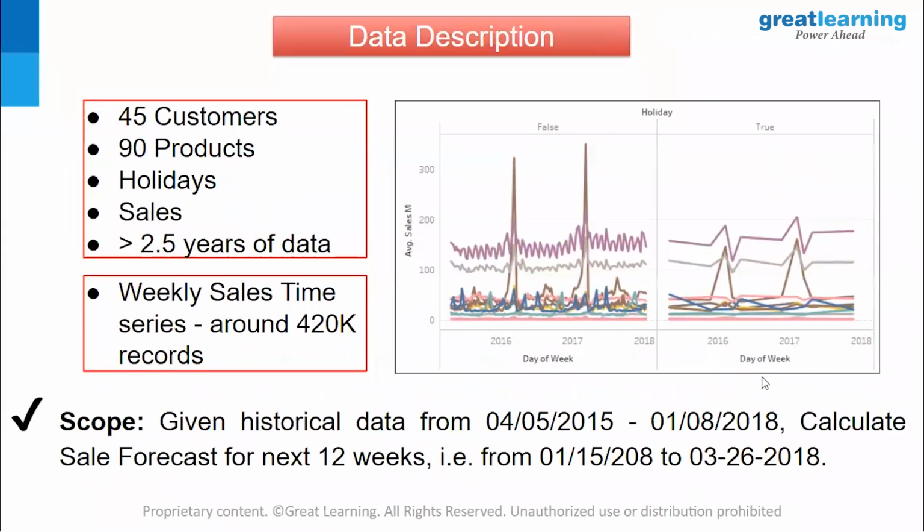Let's go to the data. So I think just to give you a pictorial view of the data, on the right-hand side, you can see that the sales trend, the profile, changes for different groups or for different customers or for different products. So you can see that it's not constant, right?